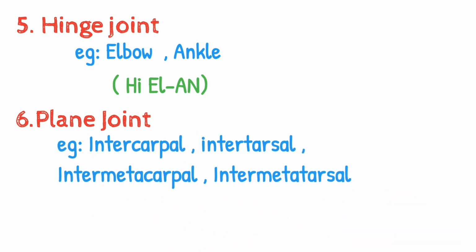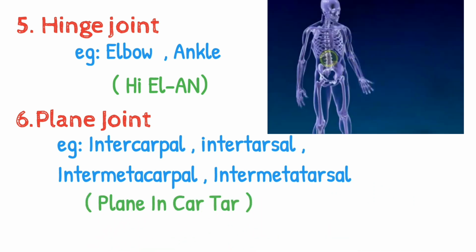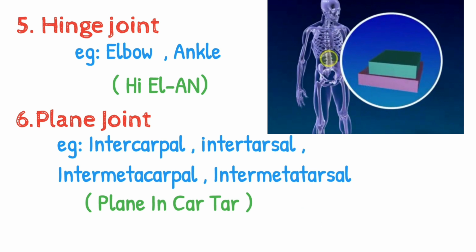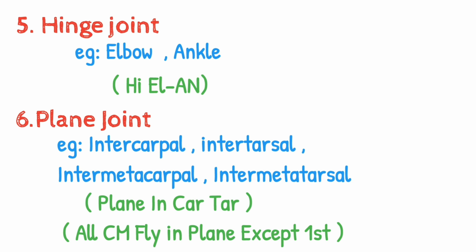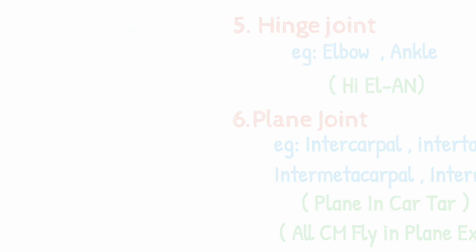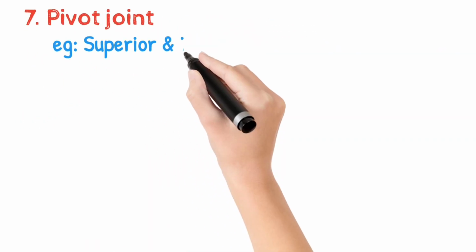Now talking about the plain joint. It is also termed a gliding or sliding joint. Examples are intercarpal, intertarsal, intermetacarpal, intermetatarsal. This variety of joint allows gliding or sliding movements. The mnemonic would be plain in car tar, in carpal, in tarsal, which means intertarsal, intercarpal. And also all the carpometacarpal joints are plain variety joints except the first, which we have learned just a few minutes back. First CM is sad, and that sad is for saddle variety.